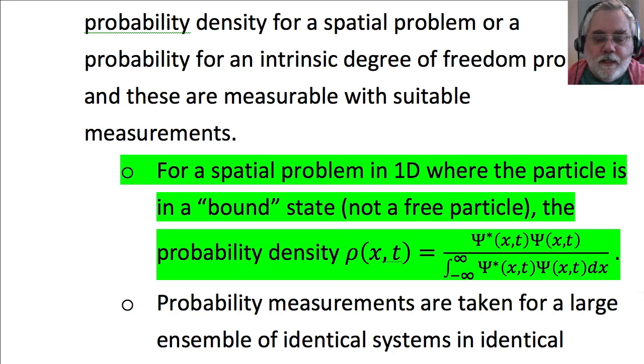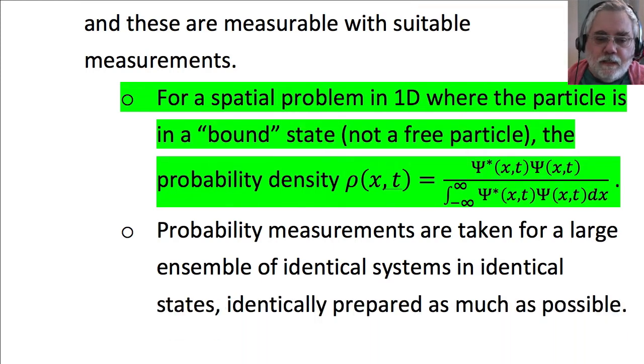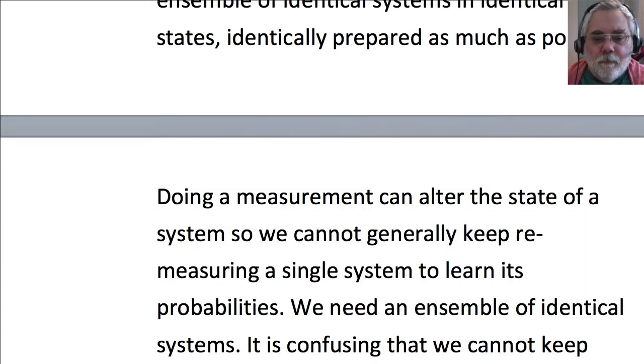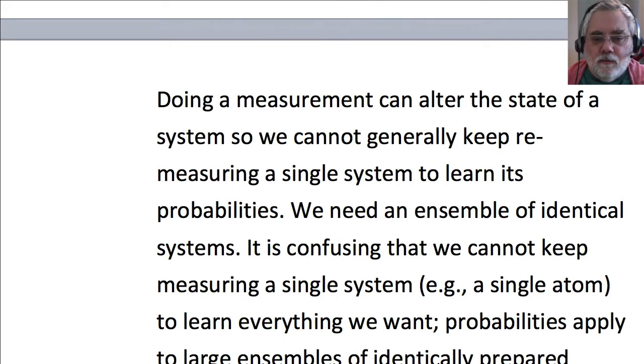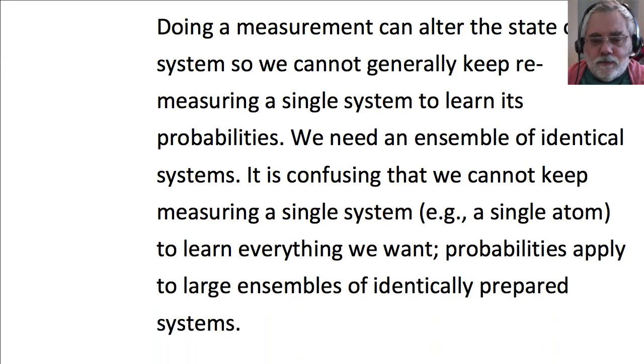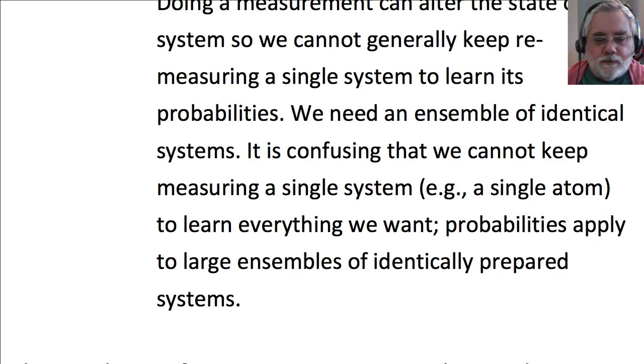Probability measurements are taken for a large ensemble of identical systems in identical states, identically prepared as much as possible. Doing a measurement can alter the state of a system, so we cannot generally keep remeasuring a single system to learn everything about its probabilities. We need an ensemble of identical systems to measure. It's confusing that we cannot keep measuring a single system, for example, a single atom, to learn everything we want. Probabilities apply to large ensembles of identically prepared systems. Nevertheless, we talk about the probability density for a single system or the probability for a single system, but we mean it to be measurements of ensembles of identical systems.